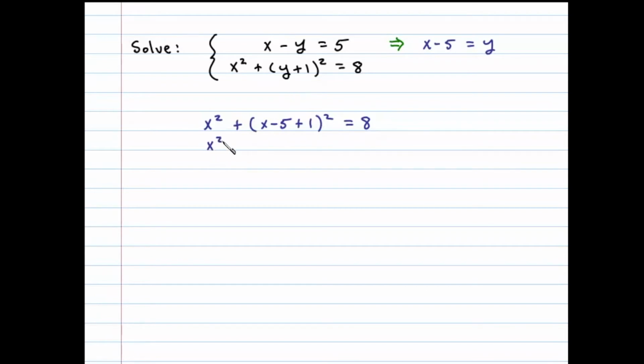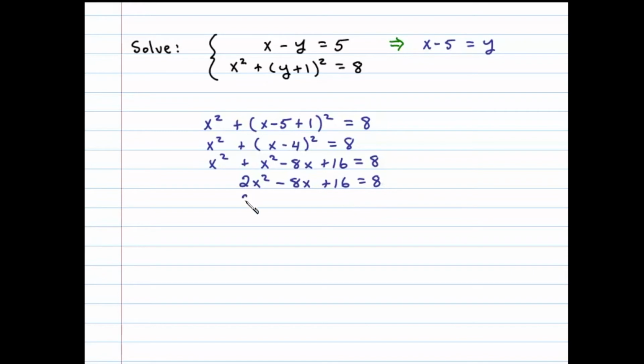And so here we have x squared plus x minus 4 squared equals 8, or x squared plus x squared minus 8x plus 16 equals 8. 2x squared minus 8x plus 16 equals 8. Now this is quadratic, so we need to get this equal to 0. And so to do that, we'll subtract 8 on both sides. And we have standard form here, 2x squared minus 8x plus 8 equals 0.